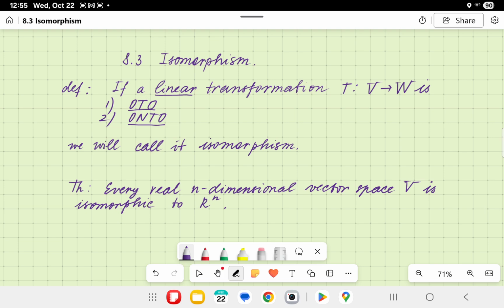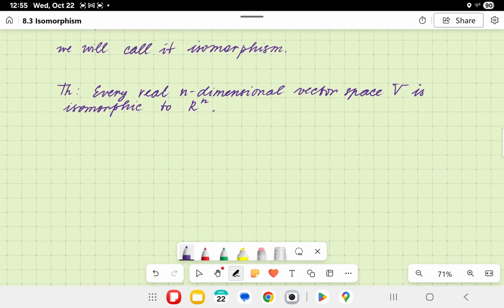Well, the importance of isomorphism is going to be more clear after we prove the next important theorem. Every real n-dimensional vector space V, so it can have any kind of objects, the important thing is that it has n dimensions, is isomorphic to Rn, a vector space of n-tuples of real numbers.